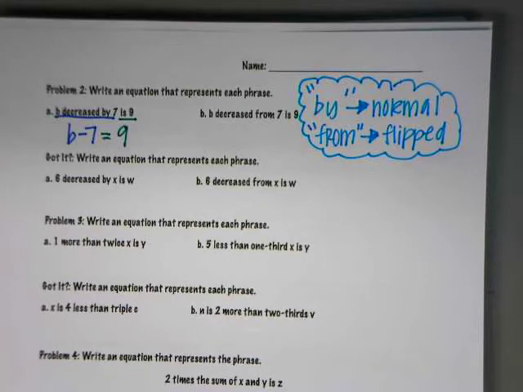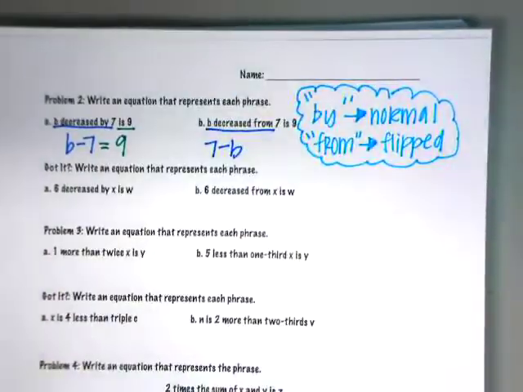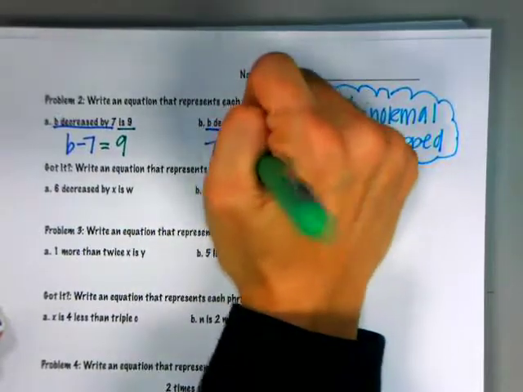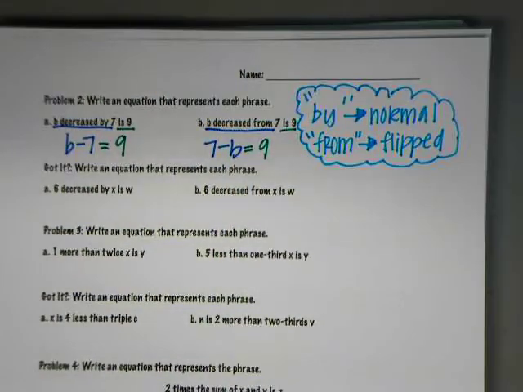Okay, so this one, B decreased from 7. If you're decreasing something from something else, you're starting with the something else. So B decreased from 7 is going to be 7 minus B is 9, equals 9. You can't take something from something if you don't have the something, right? Does that make sense? Okay, go ahead and try the next ones.